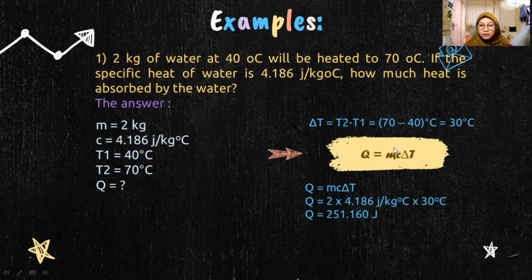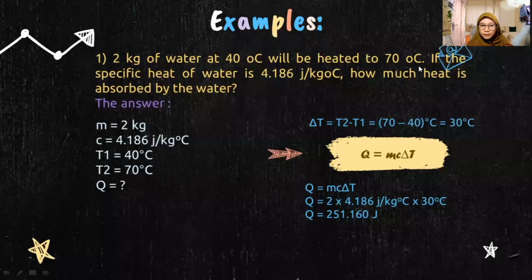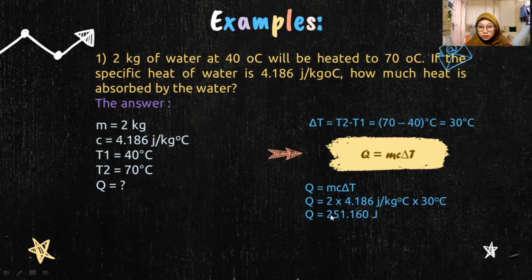After that, find the heat using the equation Q equals M times C times delta T. And the result is 2 times 4.186 times 30 equals 251.16 joule.